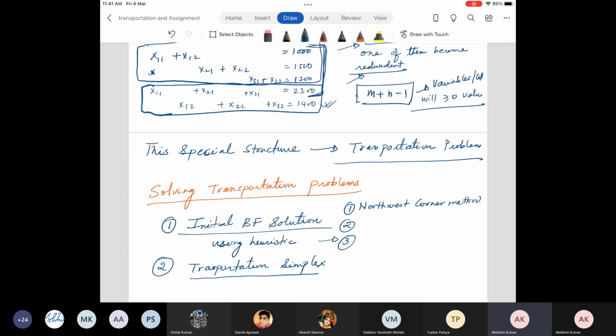Second heuristic is least cost method. And third heuristic is Vogel's approximation method. And as I have written 1, 2, 3, actually each one of them gives you a better solution as I move from northwest to Vogel's. So now we will see each of the heuristics to find an initial basic feasible solution.